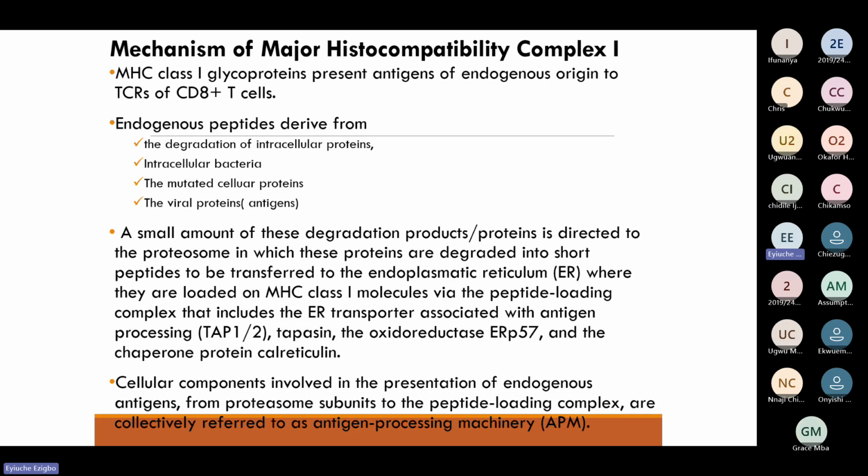via the peptide loading complex. This is a complex that is involved in the movement of the peptides. The cellular components involved in the presentation of this endogenous antigen, from proteasome subunits to the peptide loading complex, are collectively referred to as antigen processing machinery. So we'll look at the diagram on the next page, where we itemize it one by one.